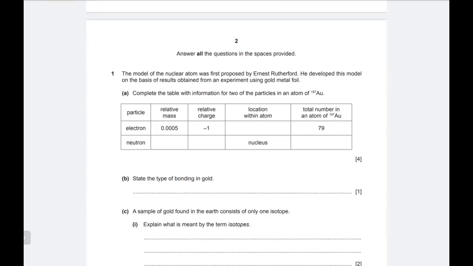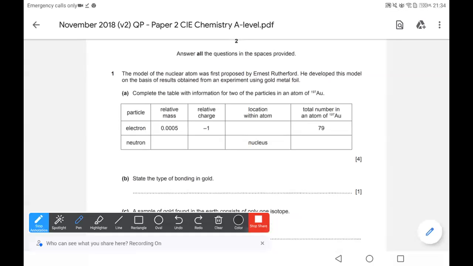Complete the table with information for two of the particles in an atom of gold-197. Electron relative mass. Location within atoms is in shells, energy shells. Total number. Okay. Neutron relative mass is 1. Relative charge 0. It's in the nucleus.